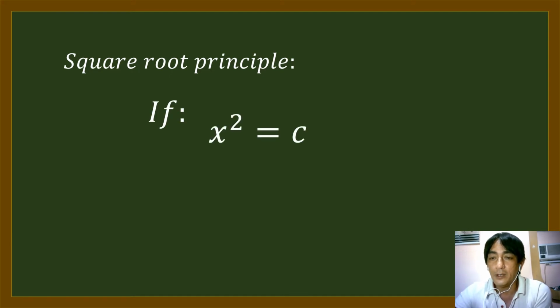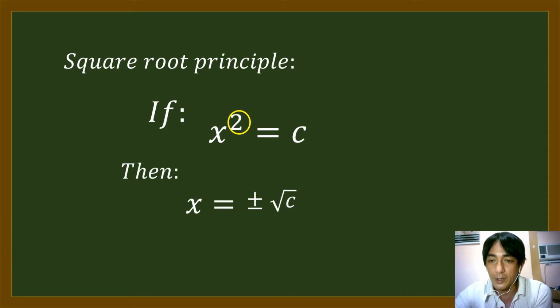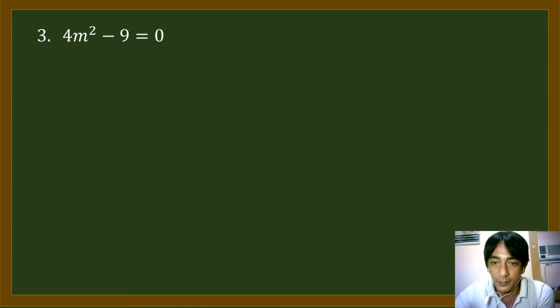If x squared is equal to c, to remove the square on x, you have to take the positive and negative square root of the other side. So yan lang ang square root principle. So let us continue with number 3: the quadratic equation 4m squared minus 9 is equal to 0.